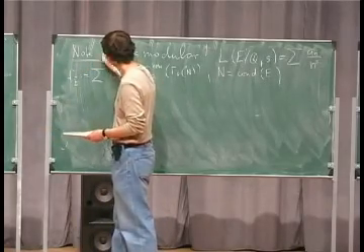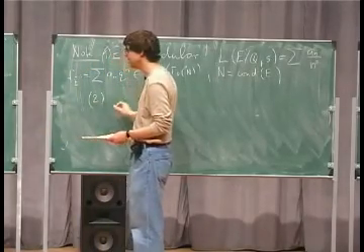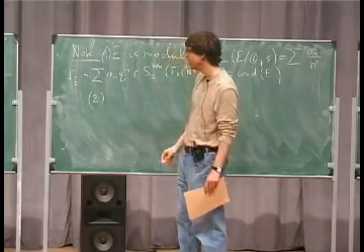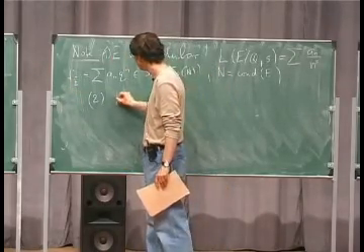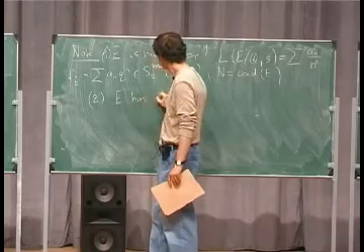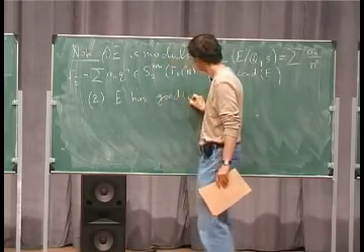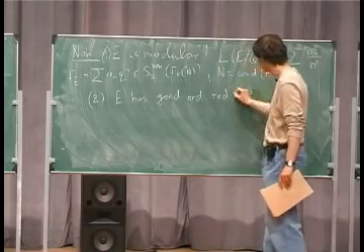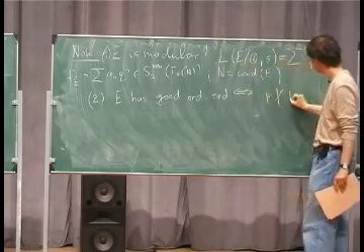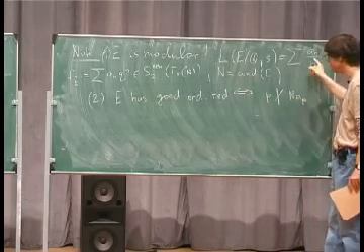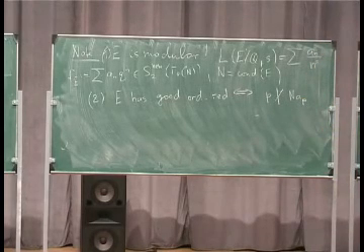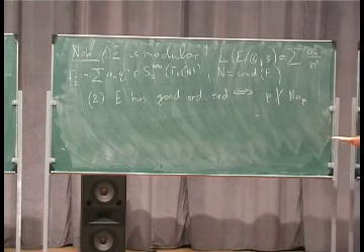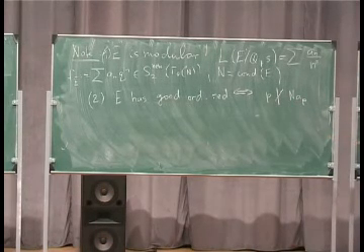After the first observation, the second observation is this condition about E having good ordinary reduction. E has good ordinary reduction is equivalent to saying that p does not divide N times a_p, where a_p is the p-th coefficient here. All right. So let me give you an idea of the proof first.